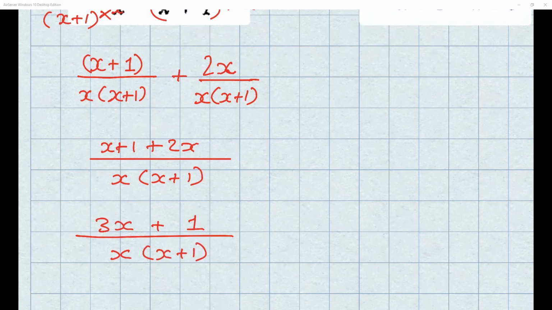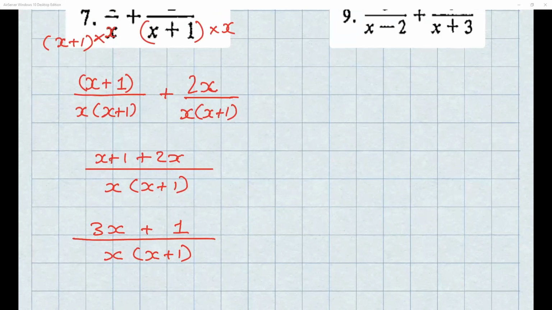Now, can you finalize it for me, please? 3x plus 1 over x times x plus 1. And is that finished? Do you have to expand the bottom bracket? No, you don't need to. It's not necessary. We will need to expand the bottom brackets when we move over to the solving phase, but we're not there at the moment. So for the moment, we can leave it as it is. That's fine. Okay, thank you for that, Muhammad Ibrahim. You can mute yourself now.